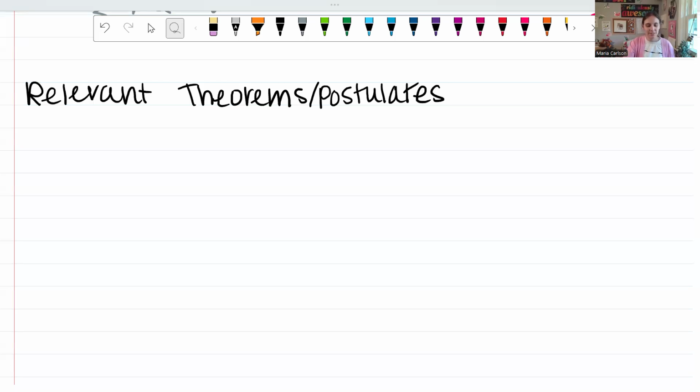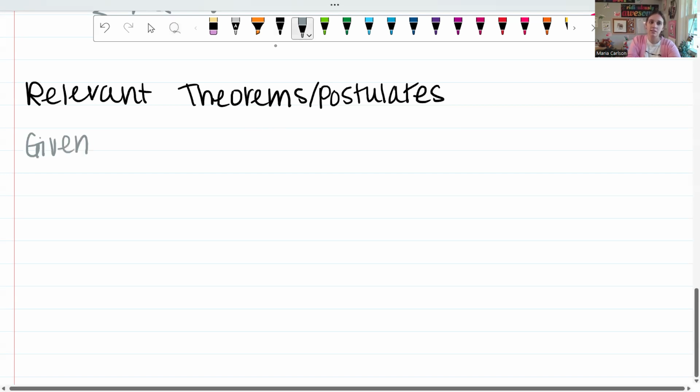Hi, everybody. In this video, I'm going to go through some of the relevant theorems and postulates we're going to be using throughout our work with parallel lines and transversals. So the first thing we are going to do is we are going to have that it is given these two parallel lines, L and M. So these are both parallel lines. Here's L and here's M.